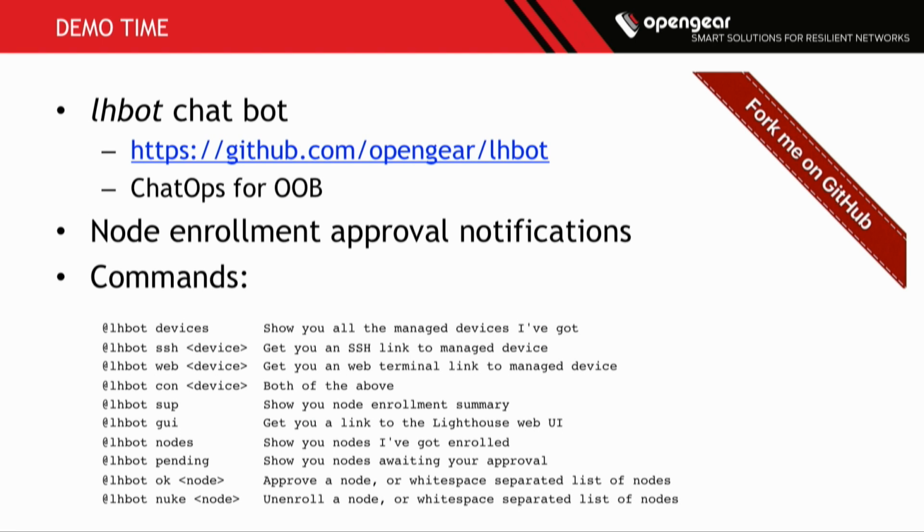So as these nodes come up onto the Lighthouse VPN, we've decided that they're coming over the WAN, so it's an untrusted connection. So we're going to do explicit approvals. I'll be able to approve them through the chat window. And once that happens, I'll be able to access devices, get links to consoles and things through the chat window as well.